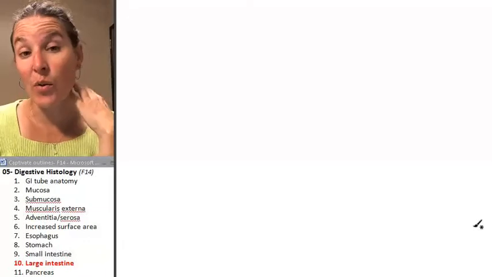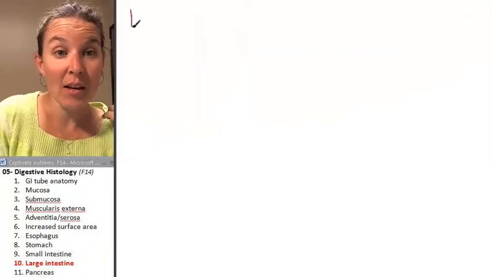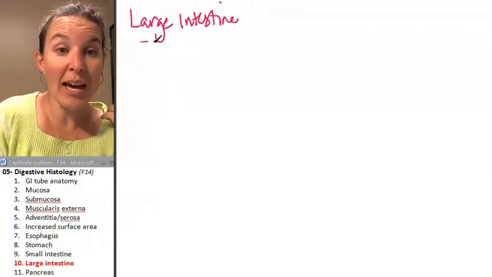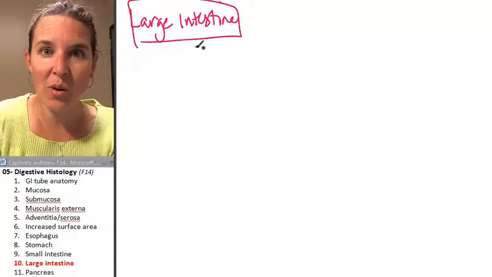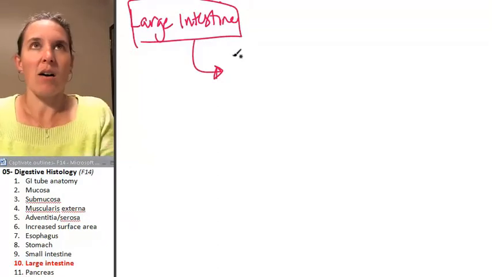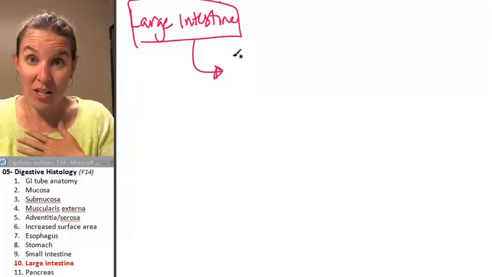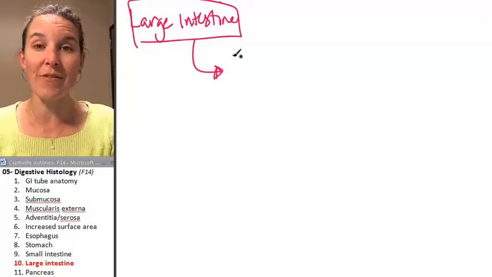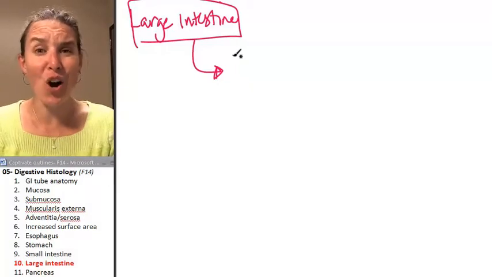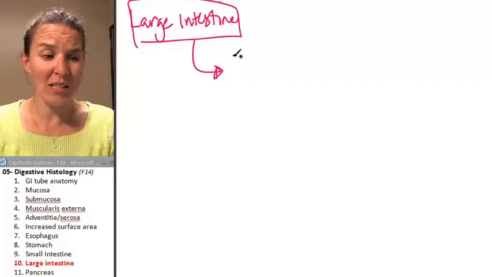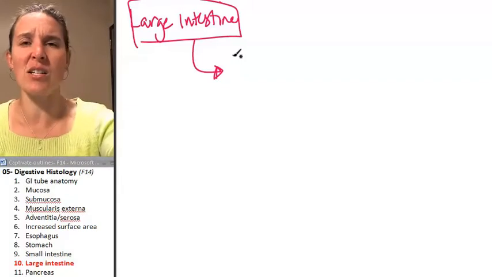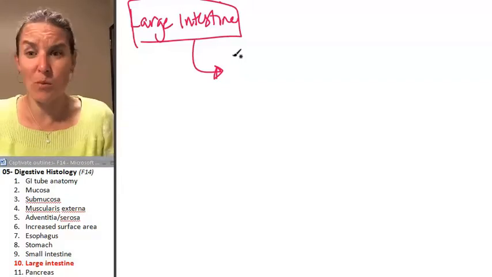All right, the large intestine, we are not breaking it down into its parts. We're just looking at it in general, and I'm going to tell you how I tell if I'm in the large intestine, and it's a relative feature. Most of these features are relative, which is one of the reasons why I think histology is frustrating for people, because it is relative.